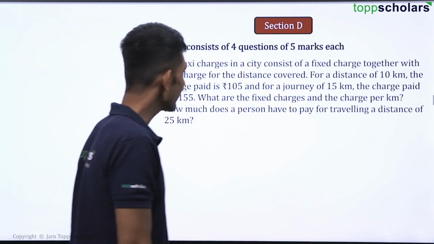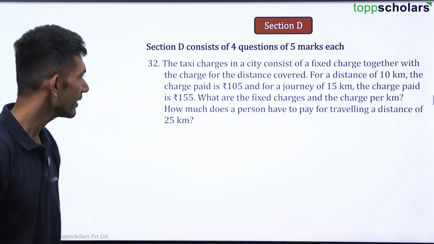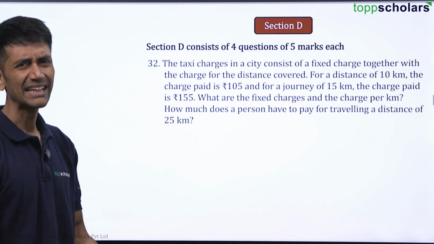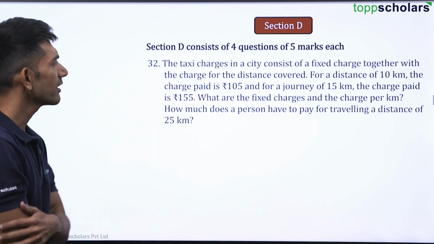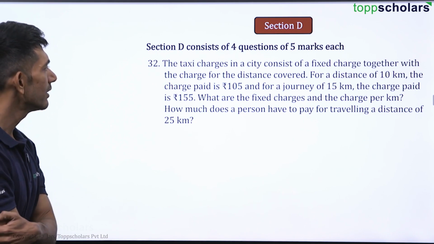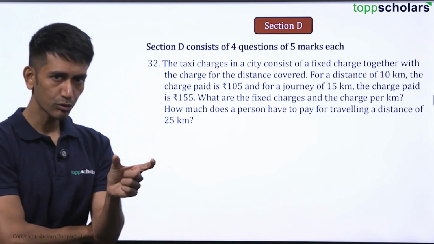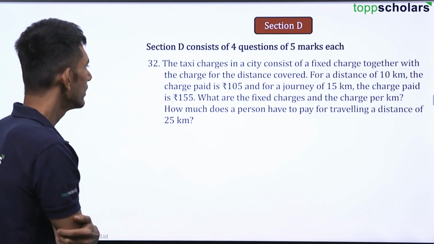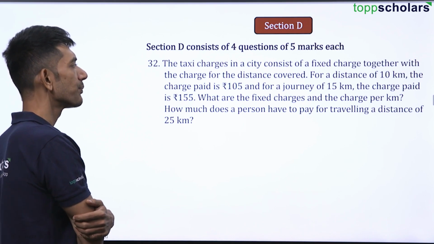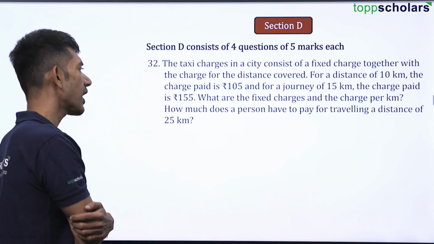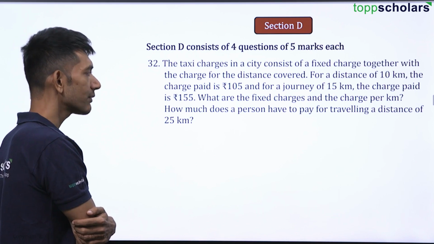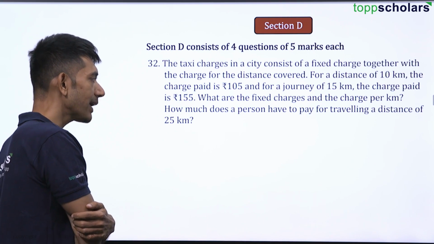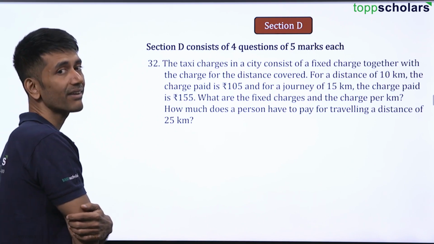Okay, now let us see a question based on AP. It says the taxi fare in a city consists of a fixed charge together with the charge for the distance covered. For a distance of 10 km, the charge paid is 105 rupees, and for a journey of 15 km, the charge paid is 155 rupees. What are the fixed charges and the charge per kilometer? How much does a person have to pay for traveling a distance of 25 km?